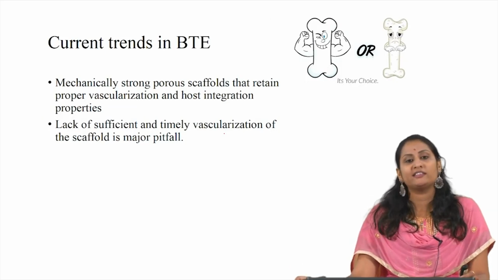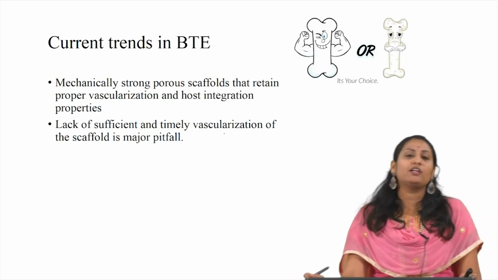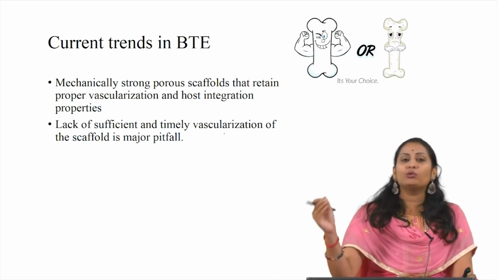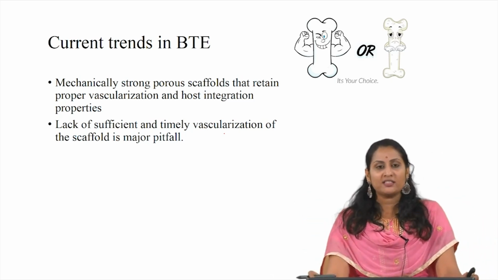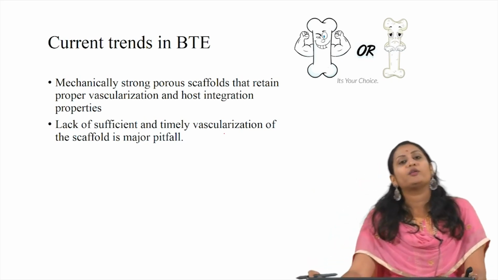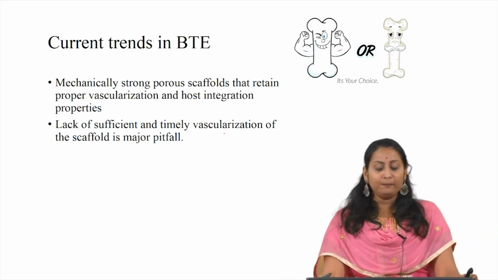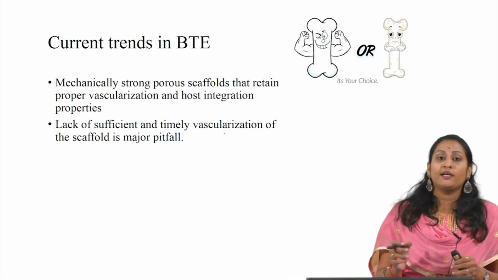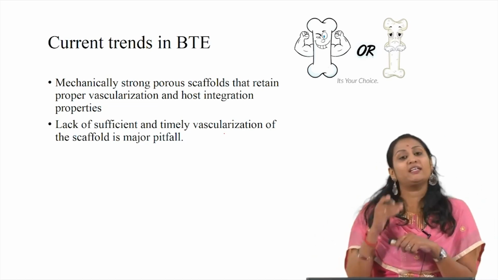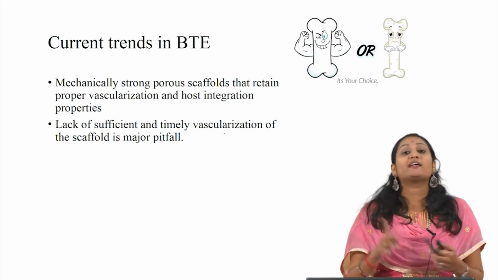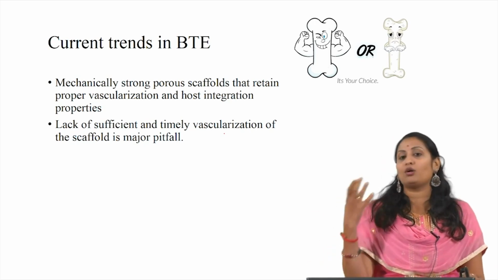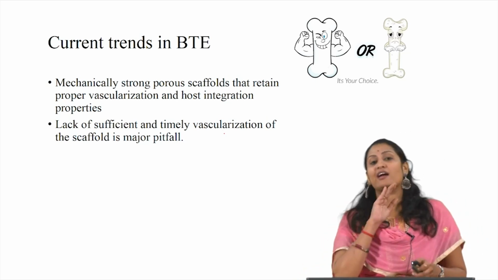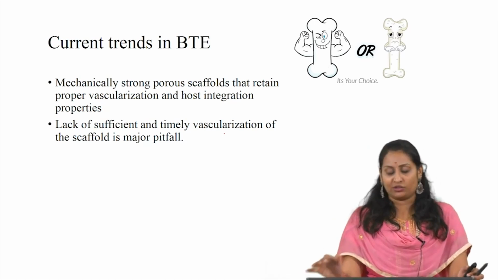And that is all about the commercially available bone grafts and a few examples of commercially available products. And now the current trends in bone tissue engineering. Currently people have shown more interest in developing mechanically strong porous scaffolds that can retain proper vascularization and osseointegration. The major pitfall of bone tissue engineering is lack of sufficient and timely vascularization of the scaffold.